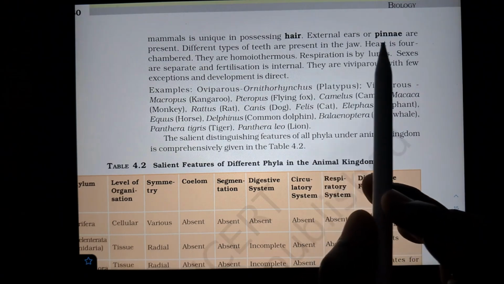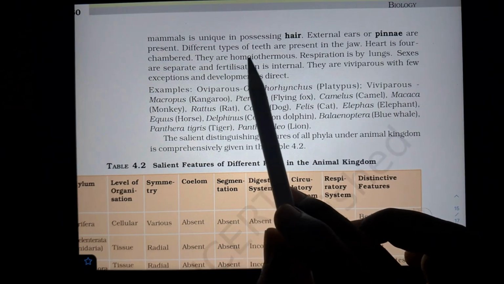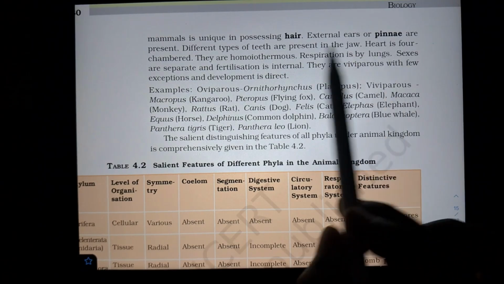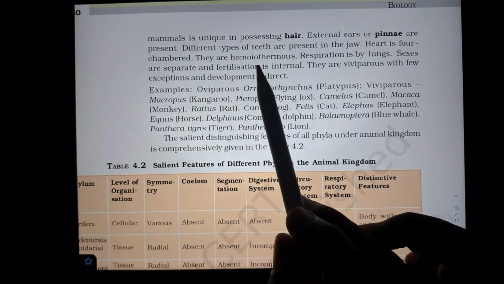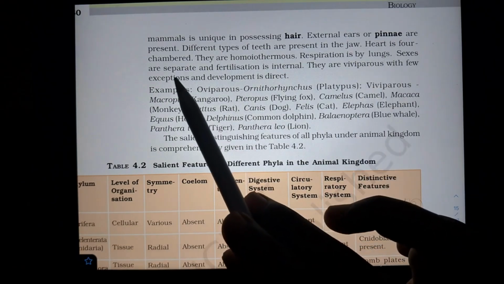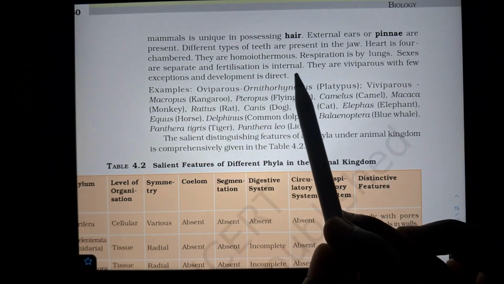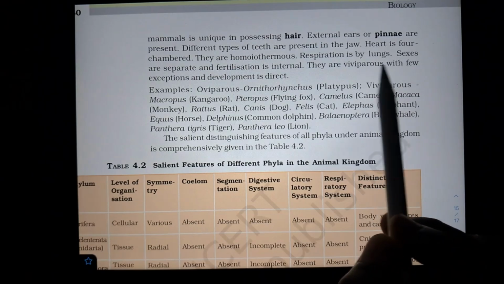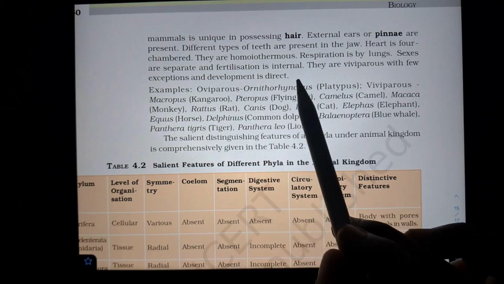External ear or pinna is present. Different types of teeth are present in the jaw. The heart is four-chambered. They are homeothermous. Respiration is by lungs. Sexes are separate. Fertilization is internal. They are viviparous with few exceptions, and development is direct.